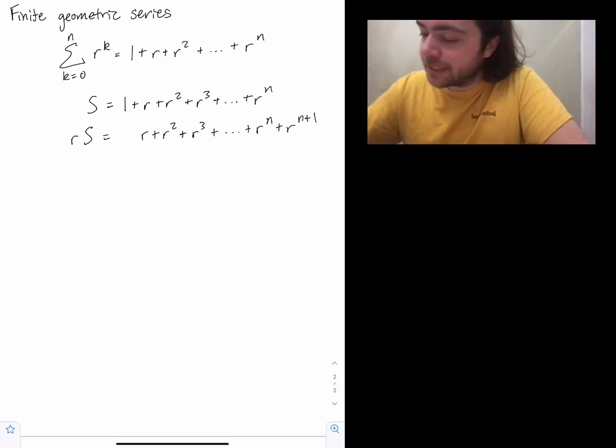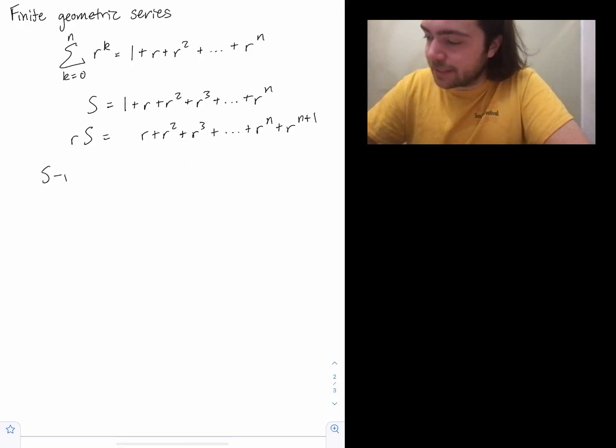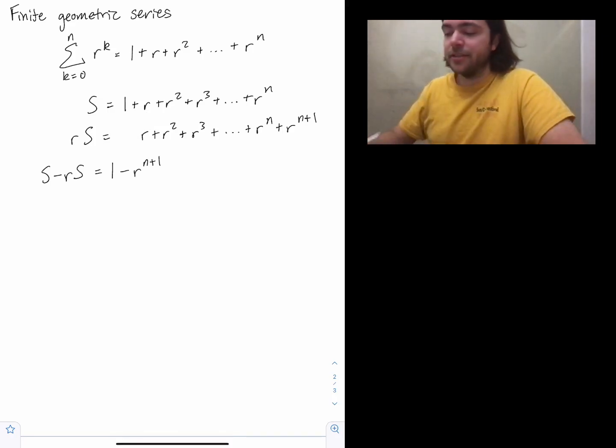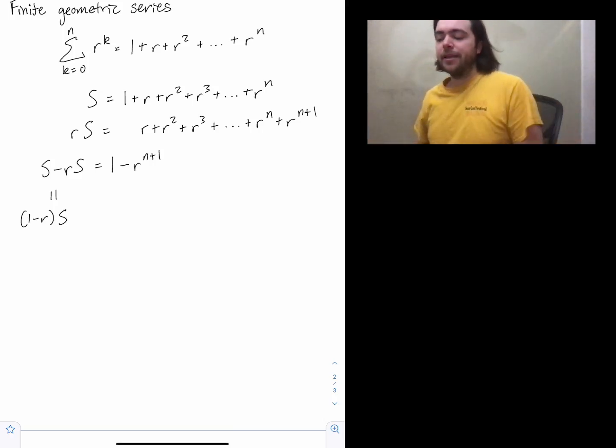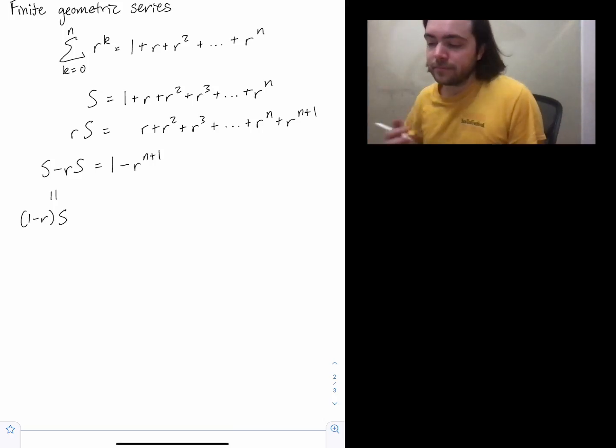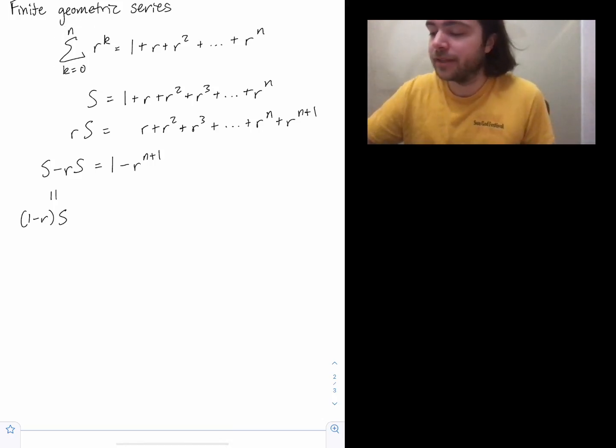Now what can we do here? Well, you can see the way I wrote it, all of these terms are the same. So if I take s and I subtract r times s from it, what am I going to get? I'm going to get 1 from the s term, and then I'm going to get r minus r, squared minus r squared, and so on. All those cancel until at the end of the day, I'm going to get 0 minus r to the n plus 1. So there we go. So this expression now just has 2 terms in it. And on the left side, I can even factor out an s, to get 1 minus r times s. And remember, s was our sum. This is what we were going for at the end of the day.